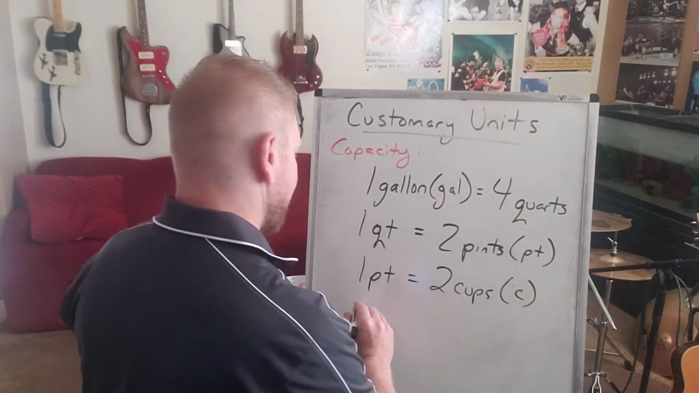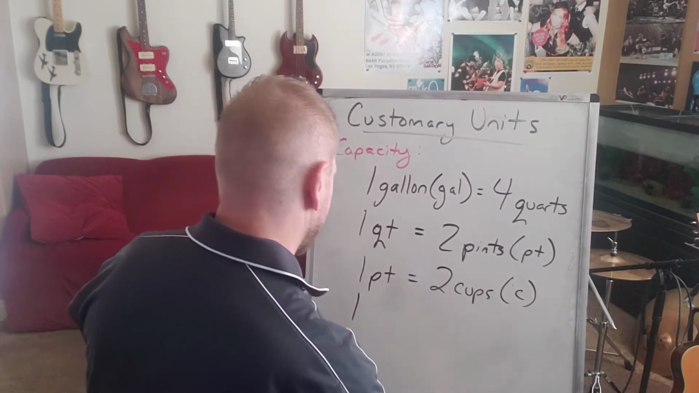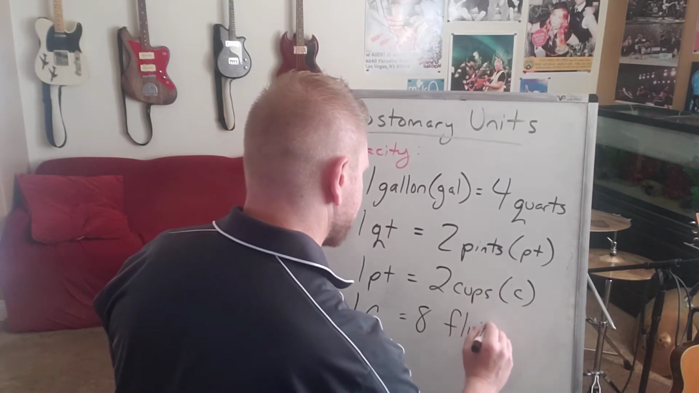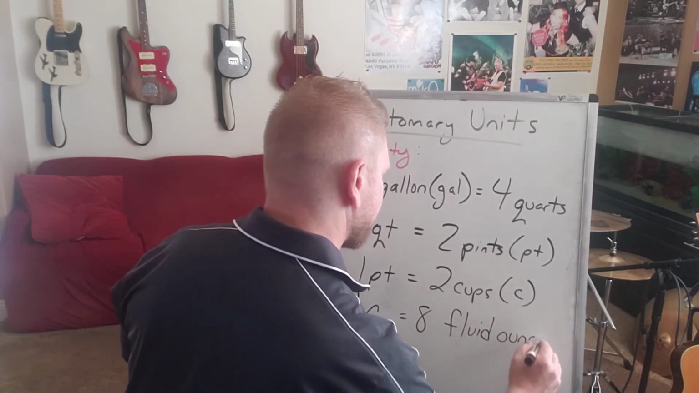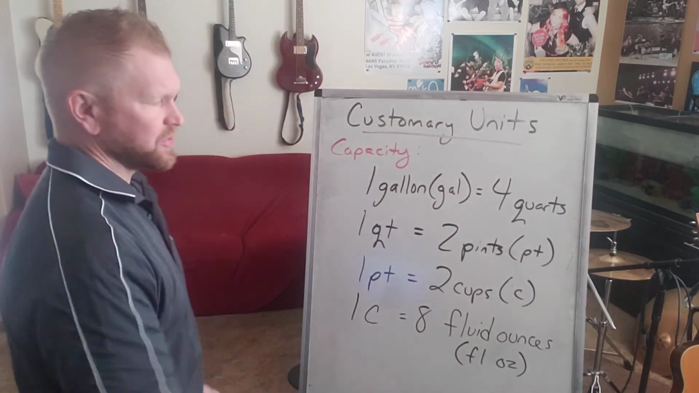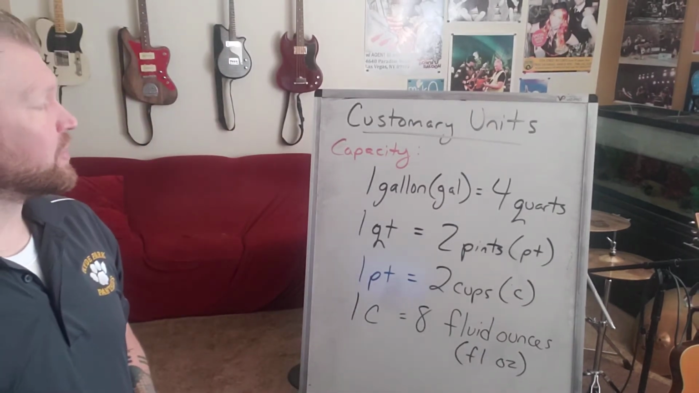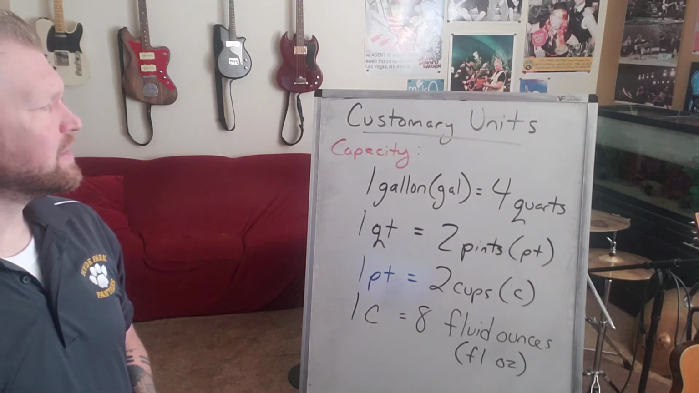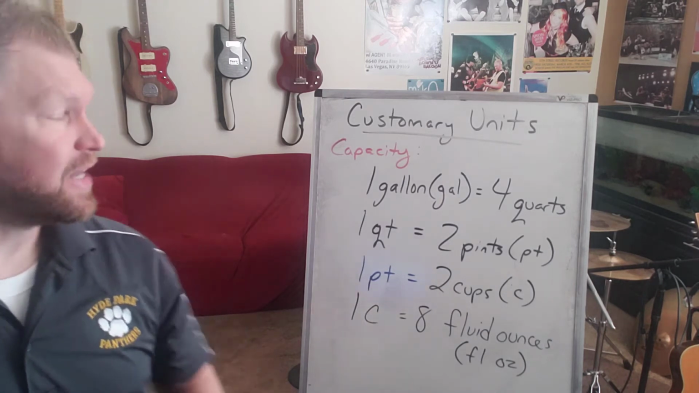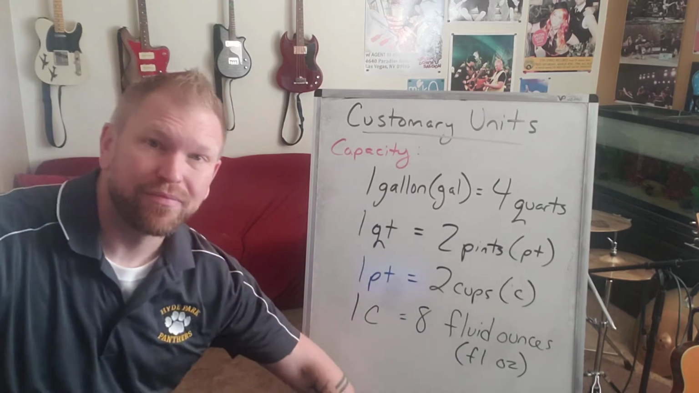And if you've got 1 cup, that is 8 fluid ounces. Ounces is OZ, so fluid ounces is FLOZ. All right, so those are units of capacity. That's pretty much all you need to know for that. So get that copied down. I'm about to erase the board to give you some more units. So if you need to pause the video, then pause the video.